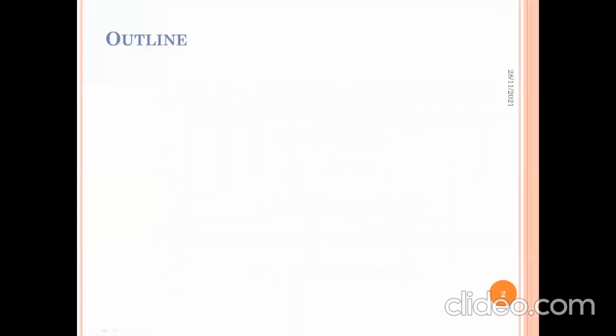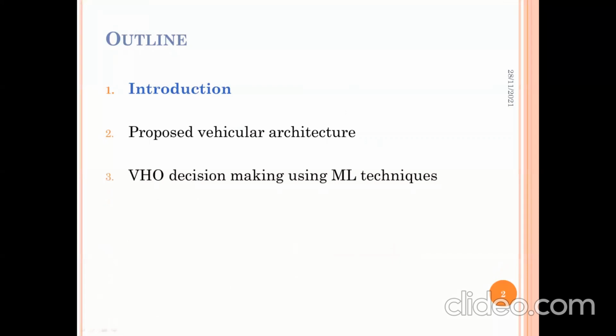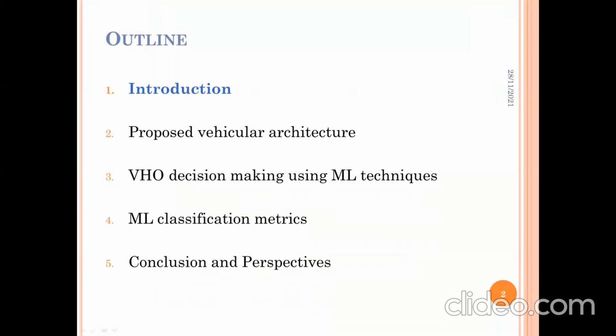The outline of my presentation: I will start with an introduction about my topic, followed by the proposed vehicular architecture. Then I will introduce the vertical handover decision-making using machine learning techniques. Then I will focus on the machine classification matrix. And finally, I will make a conclusion and introduce our future perspectives.